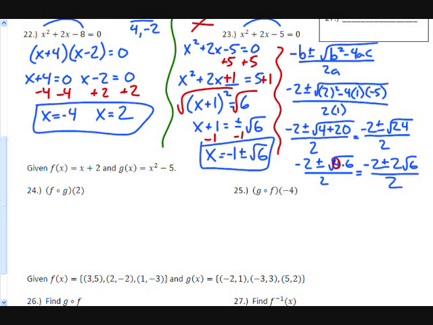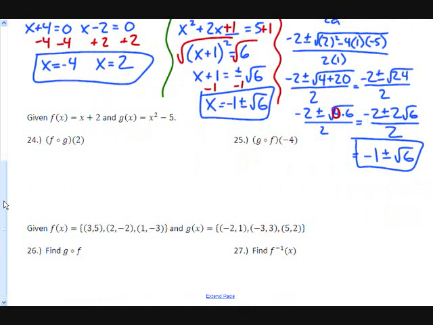And now I can see a common factor of 2 between all of these. So I can divide this. Negative 2 divided by 2 is a negative 1. The 2 divided by 2 is a 1, so it just leaves me with the square root of 6. And you notice I get the same answer either way. So whichever method you prefer, most of you are probably going to want to use the quadratic formula. But completing the square is a great option when you have an a value of 1 and a b value that's even. Okay?